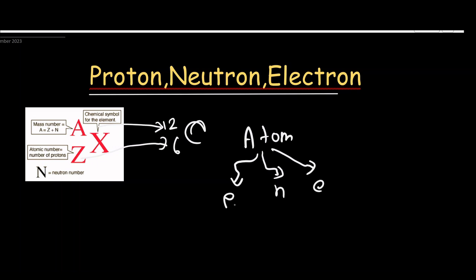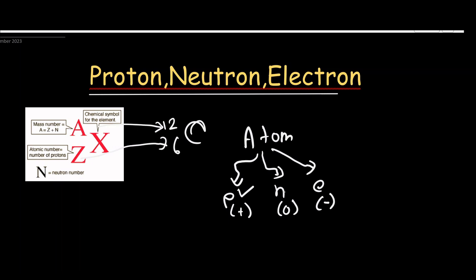What is a proton? Well, it is positively charged. What about a neutron? As the name suggests, it is neutral, so its charge is 0. Electrons, on the other hand, have a negative charge. So let's look into this carbon. How many protons does a carbon have? Well, the Z, the one at the bottom, tells you the number of protons. This is 6.